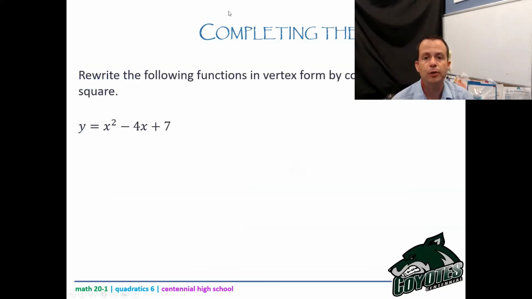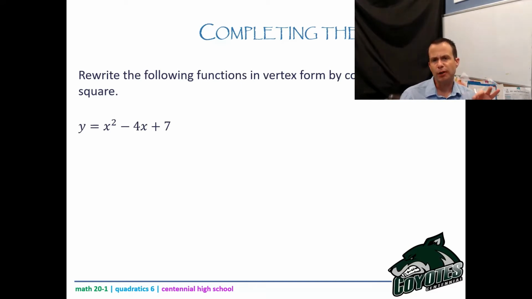All right, so here we go. We're going to rewrite the following functions in vertex form by completing the square. Here's what we got to do. For this first example, I'm going to go real slow and write the steps out as we go. And then as we keep going through some more examples, I'll probably speed up the conversation because I don't want to bore you all. And you can pause me or rewind me if I'm going too fast, okay? But this one will take nice and slow.